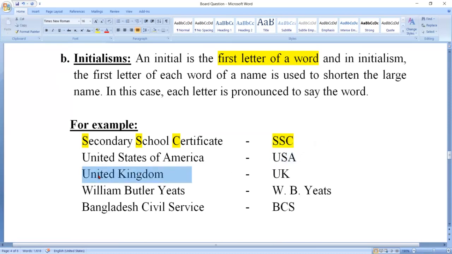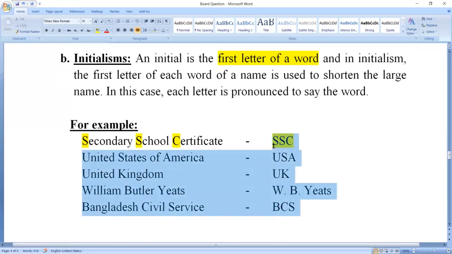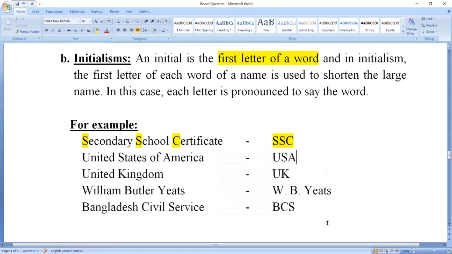In the same way, United Kingdom, we pronounce UK. The name William Butler Yeats has become WB Yeats. Bangladesh Civil Service has become BCS. So these words are called initialisms because we have used the initial letter of each word of that particular name. So in this way, you can make new words.